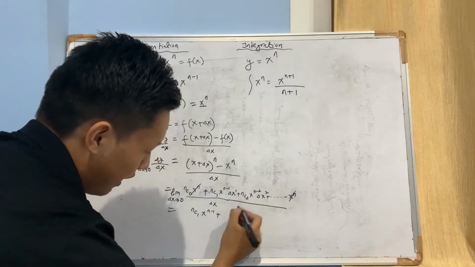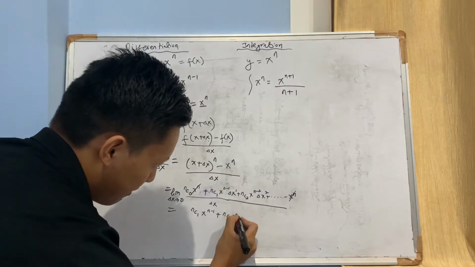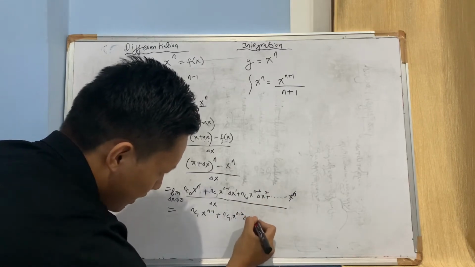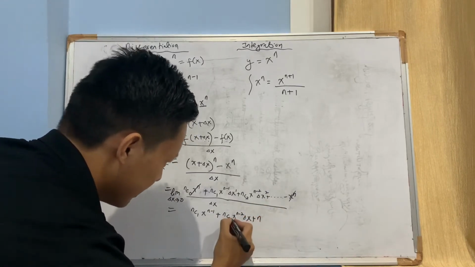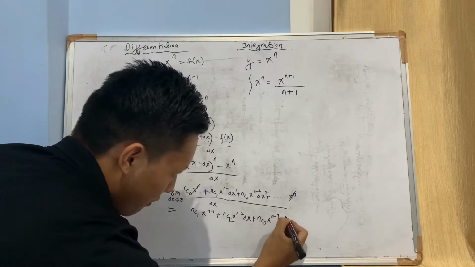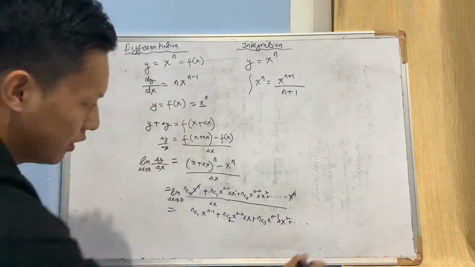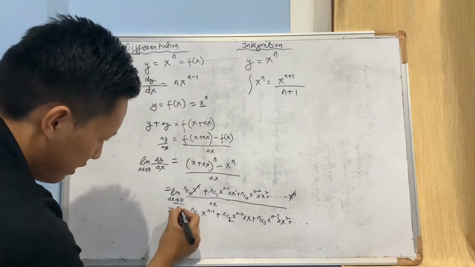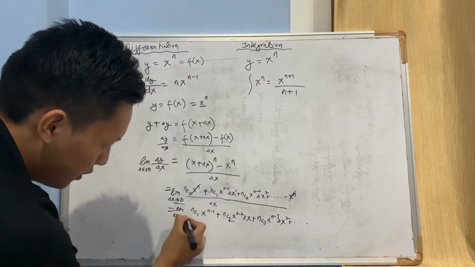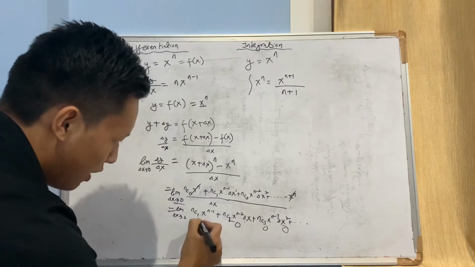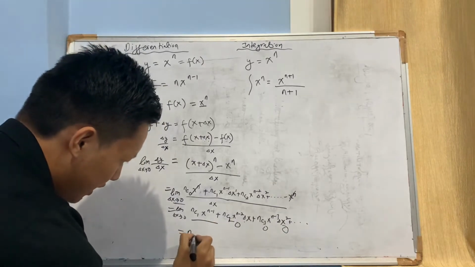Plus there will be left x^(n-2), but Δx cancels, but there's a Δx left, right? So again there will be nC2, nC3, x^(n-3), Δx cubed, right? So this is Δx squared, and so on. So there will be a Δx, which means if I put the limit Δx tends to 0, then 0 multiplied by any number is 0, right? So this becomes 0, this becomes 0, this becomes 0. Only left is this one, nC1.